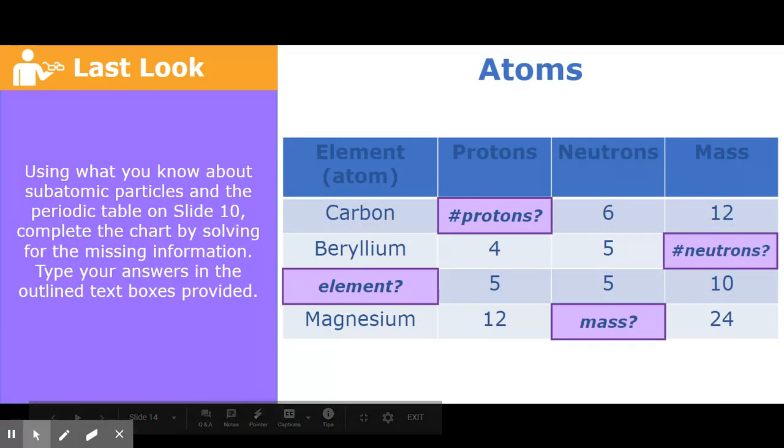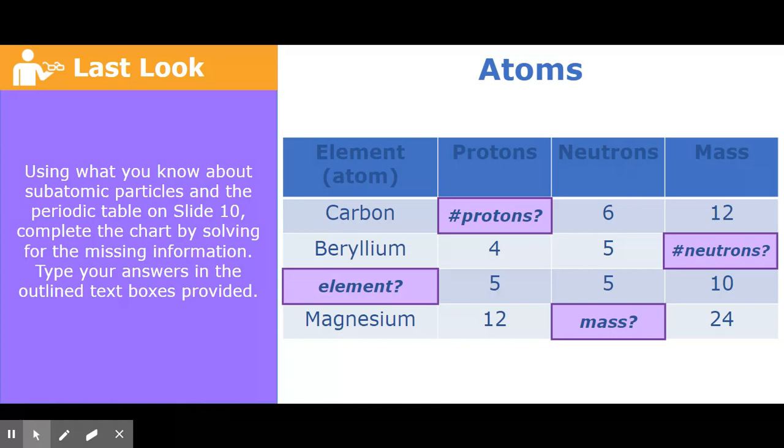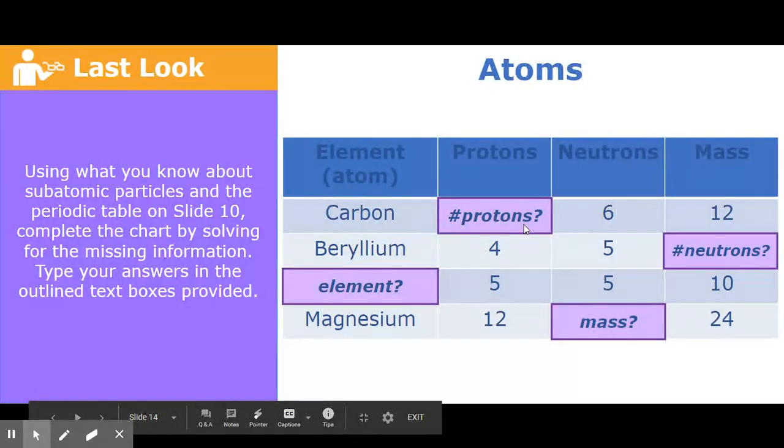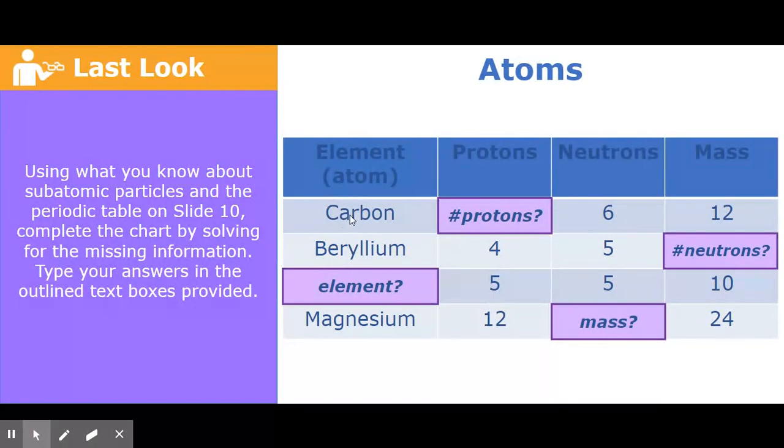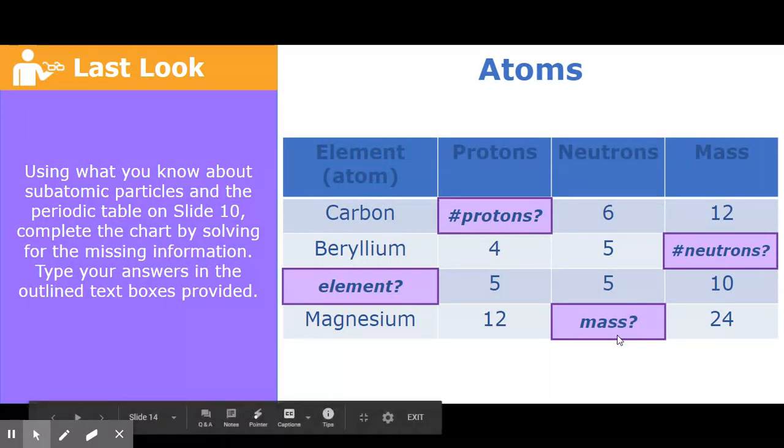One last look. Using what you know about subatomic particles and the periodic table on slide 10, complete the chart by solving the missing information. Type your answers in the outline text box below. So you're going to look for this on slide 10. You're going to look up your element, and then you're going to tell me how many protons it has, how many neutrons this one has. What is this element here, and what is the mass of this particular element?